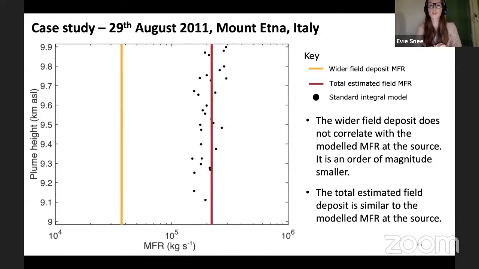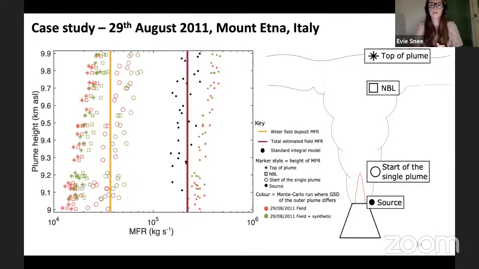And to explore this further, we will be using the double plume model. So this figure here on the left is the same as before. We have mass flow rate on the x-axis, and on the y-axis, our final plume height of the tephra plume. We have our field data estimates, the yellow line and the purple line, as well as the black dots for the standard integral model estimate of the mass flow rate.